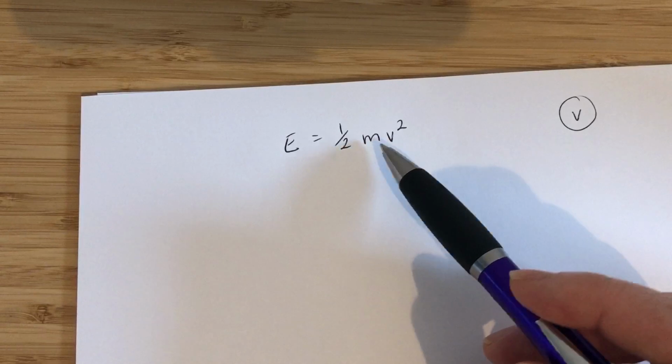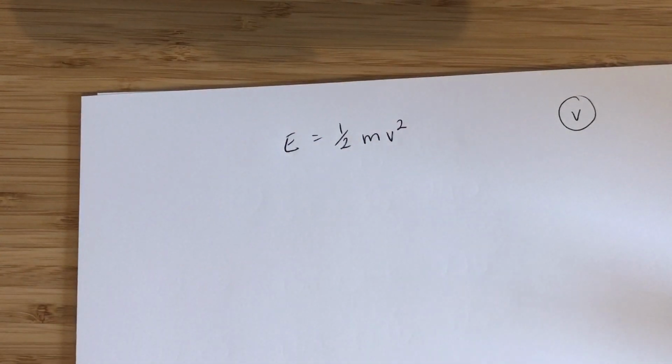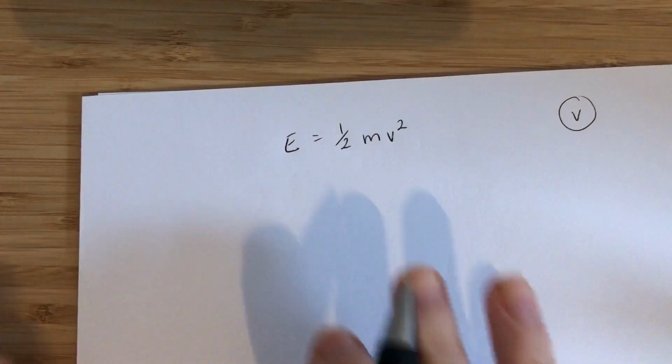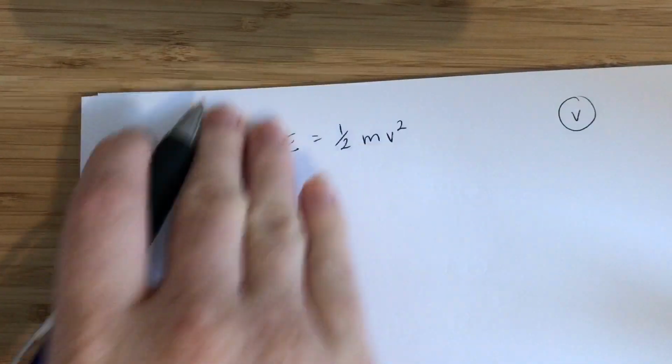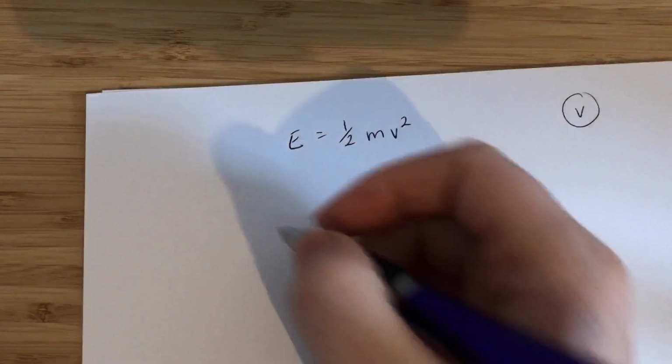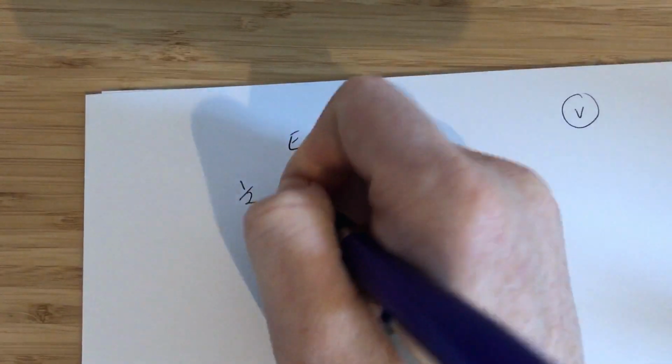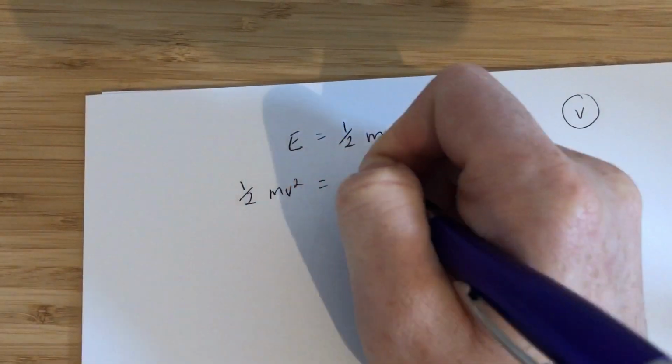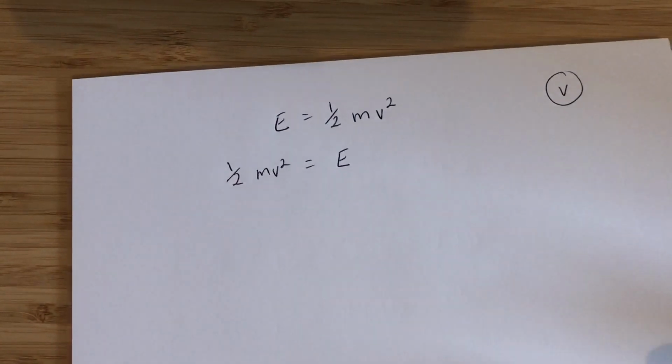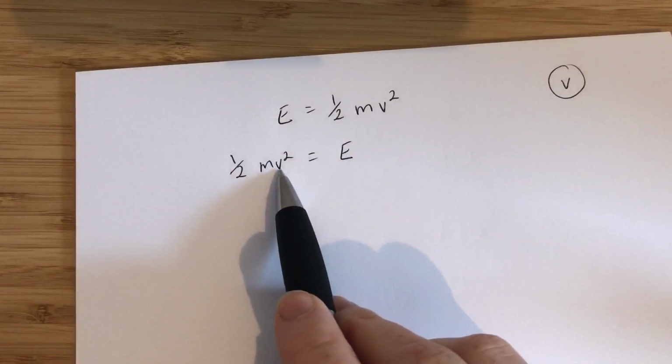So actually, the first thing I'm going to do is just do a quick common sense line, switch it over to the left-hand side, which is where I want it to be in the end. So I'm going to take everything from the side of the equal sign, switch it over there, and put the e on the other side. So just a half mv squared equals e. So I've just written it the other way around. So I'm trying to get it to v.